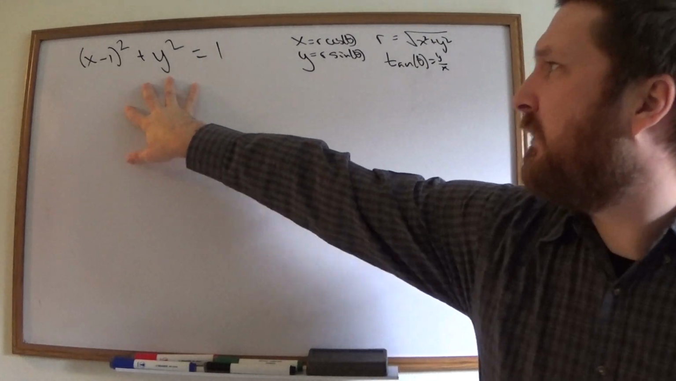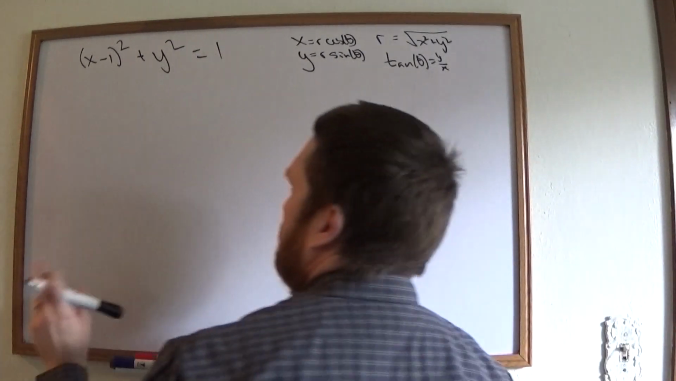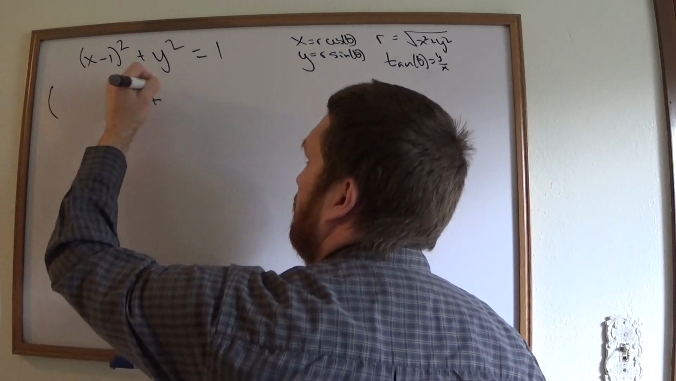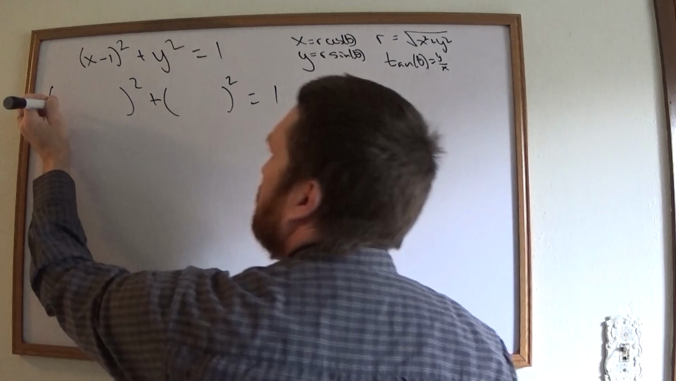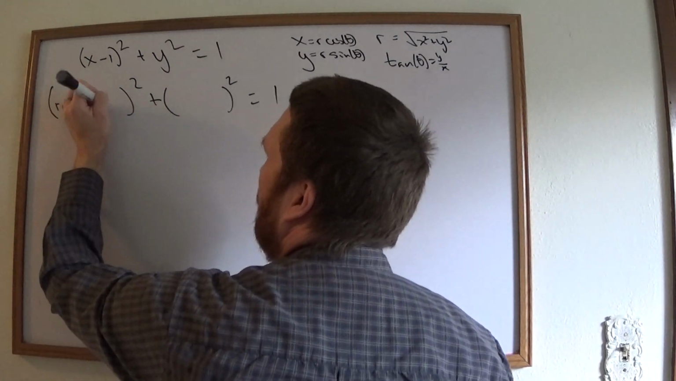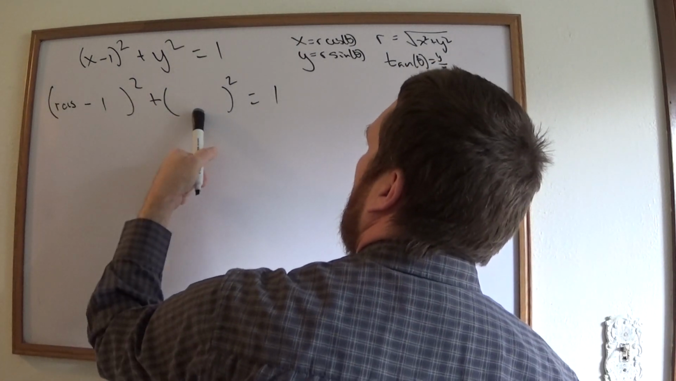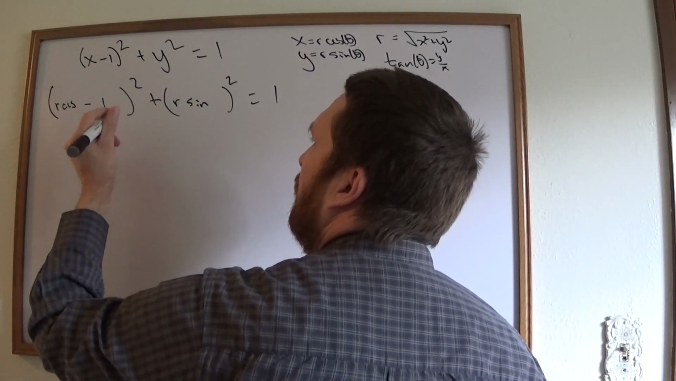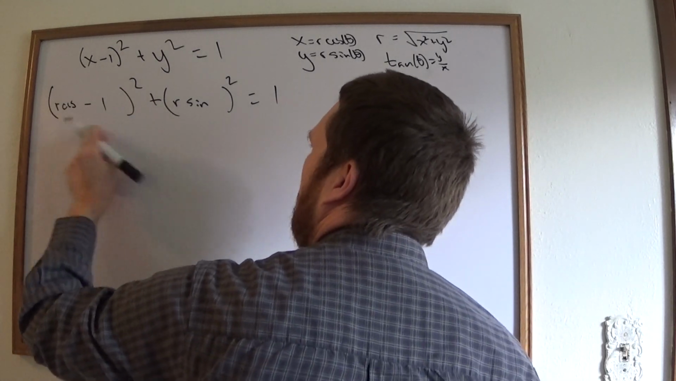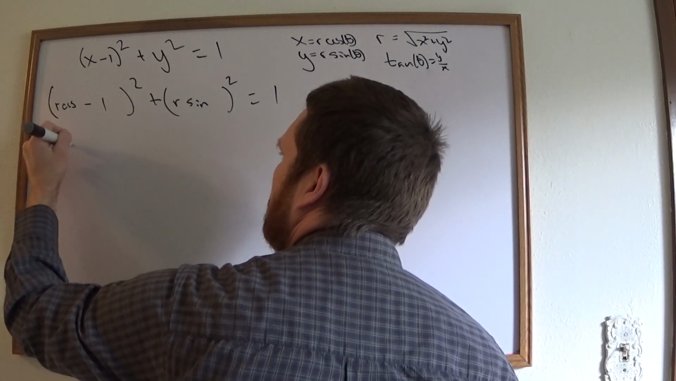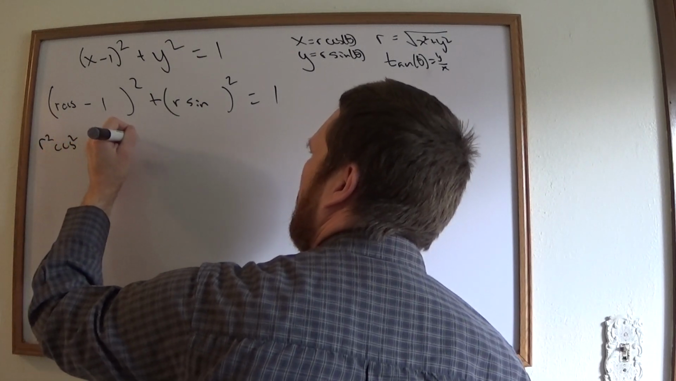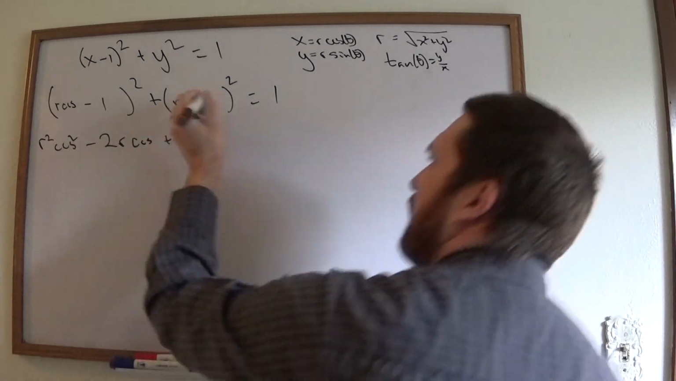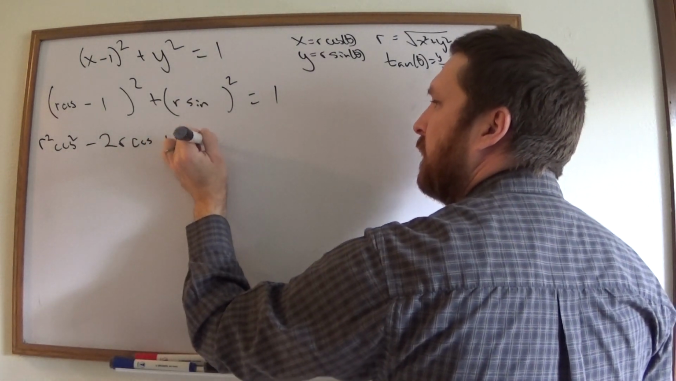Okay, so what am I going to do here? What do I need to write? You just put everything in. So (r cosine theta minus 1) squared, plus r sine theta squared, equals 1. I'm not going to bother with the theta yet. So what does this work out to be? r squared cos squared minus 2r cos, plus 1, and then plus r squared sine squared.